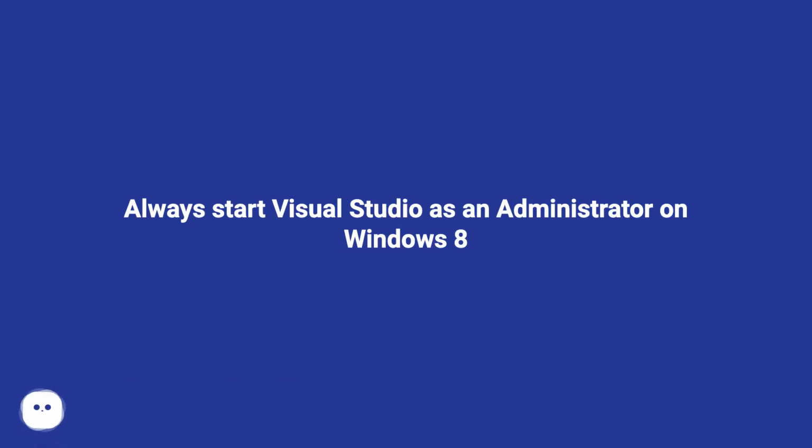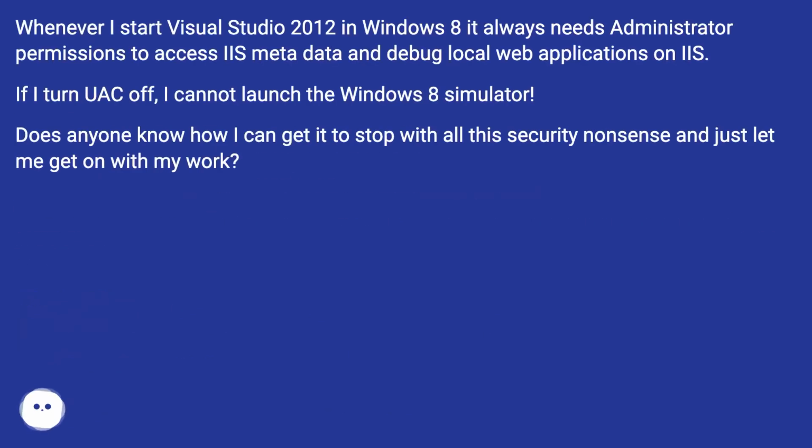Always start Visual Studio as an administrator on Windows 8. Whenever I start Visual Studio 2012 in Windows 8, it always needs administrator permissions to access IIS metadata and debug local web applications on IIS. If I turn UAC off, I cannot launch the Windows 8 simulator. Does anyone know how I can get it to stop with all this security nonsense and just let me get on with my work?